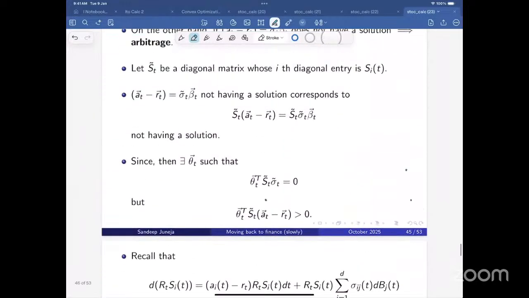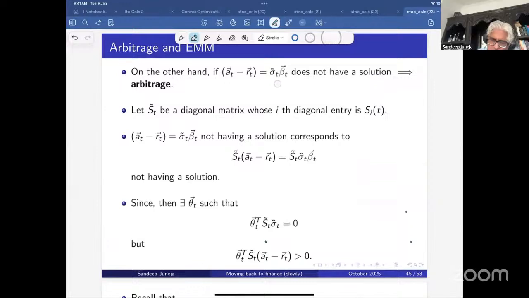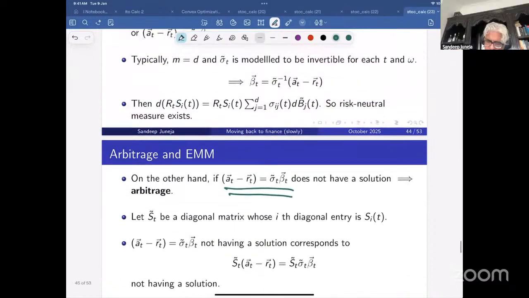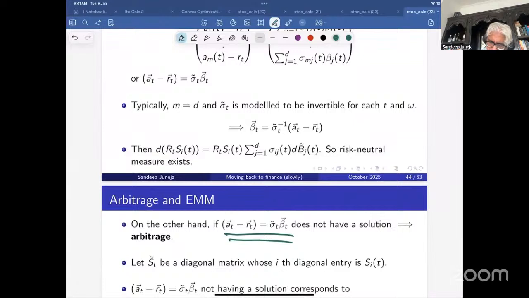Whenever this is not true, then I have an arbitrage. So the no-arbitrage condition means that this has to be true, that this should have a solution. In particular, in the M equal to D setting, sigma tilde_t has to be invertible. So that's the point being made. And when it's invertible, then we can actually find beta tilde_t to twist beta bar_t as follows. And then our discounted portfolio process does become a martingale.